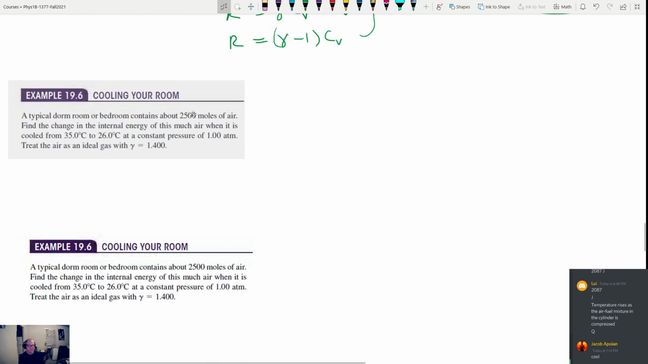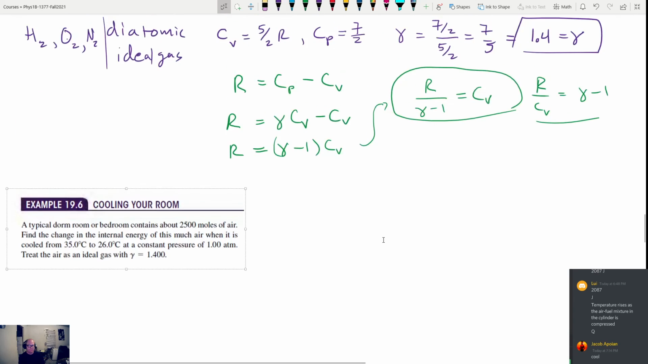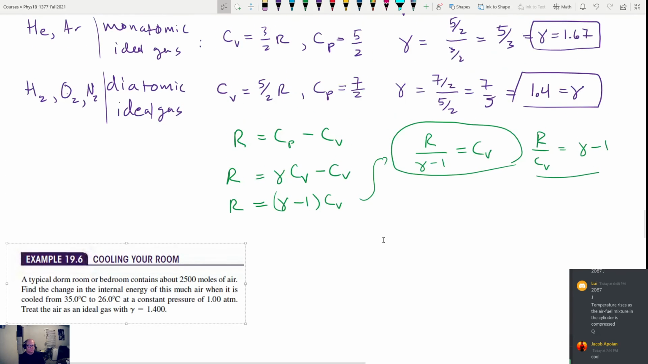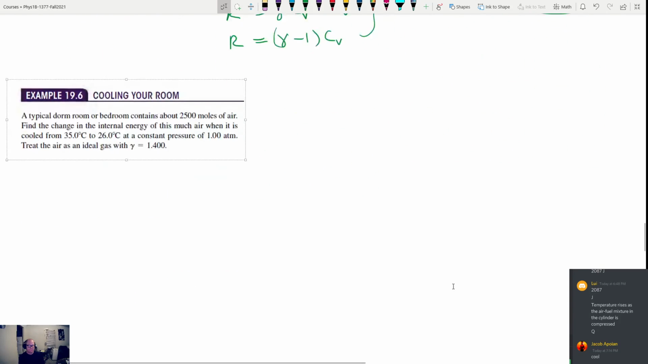Okay, let's do this problem and then we'll take a break. It says, a typical dorm room or bedroom contains about 2,500 moles of air. Let's write that down, 2,500 moles. Find the change in internal energy, that's our question, of this much air when it is cooled from 35 degrees Celsius to 26 degrees Celsius at a constant pressure of 1 atmosphere. So we have a pressure that's equal to 1 atmosphere, right?